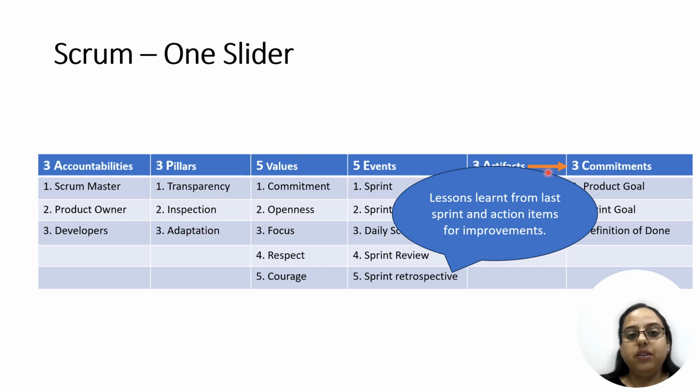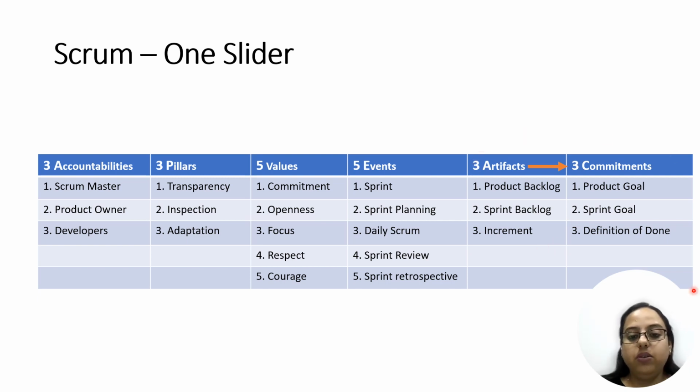The last event in the sprint is sprint retrospective. So, sprint retrospective is the lessons learned event wherein you discuss how the last sprint went and what are the action items for us to improve our ways of working.